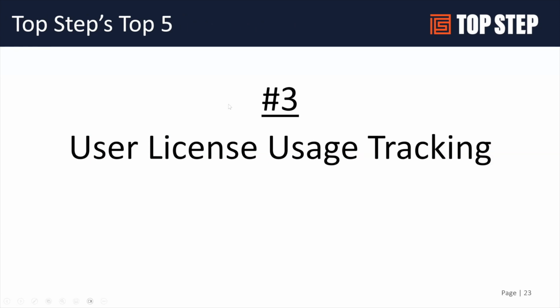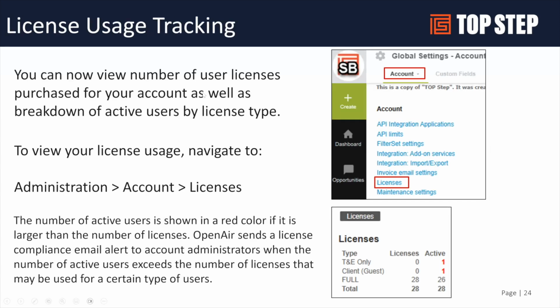User license. So we get this question a lot, like, are we compliant? How many users can we create? Do we need to order more users? And there wasn't an easy way to do that. You could create a user and see what's left to be created, but you didn't know if you were being compliant or so forth. So they've entered this new feature under the administration account.